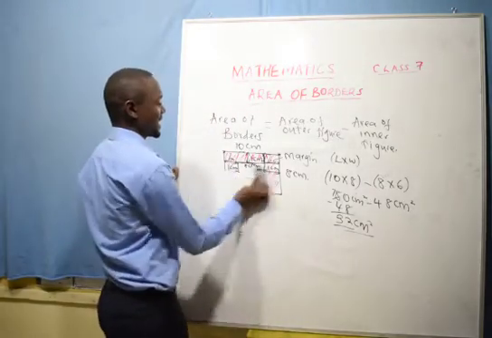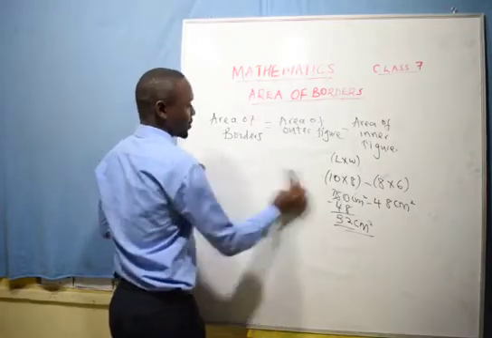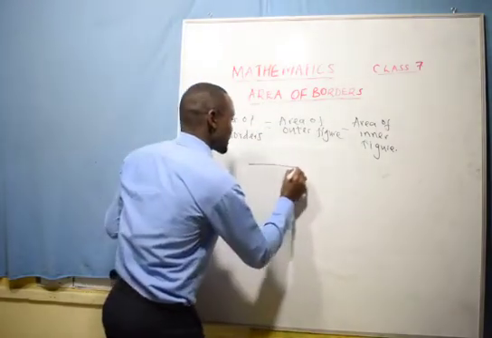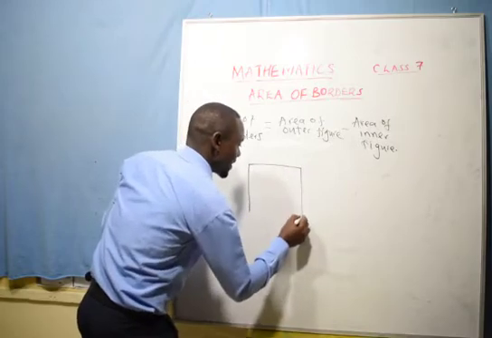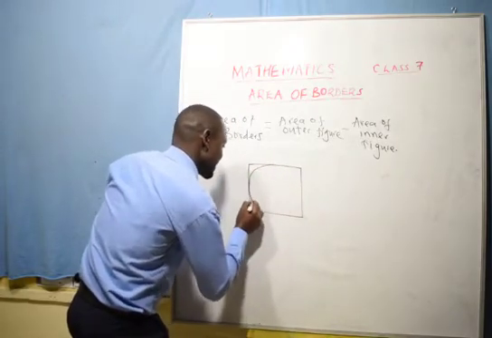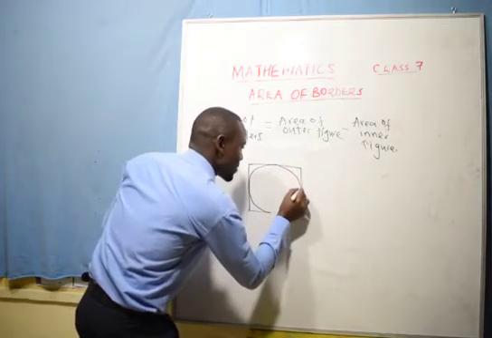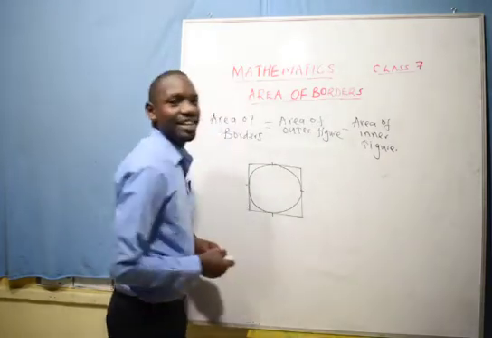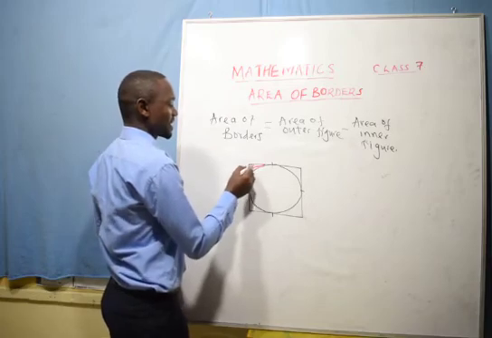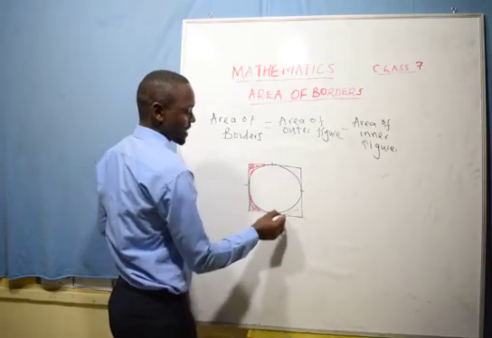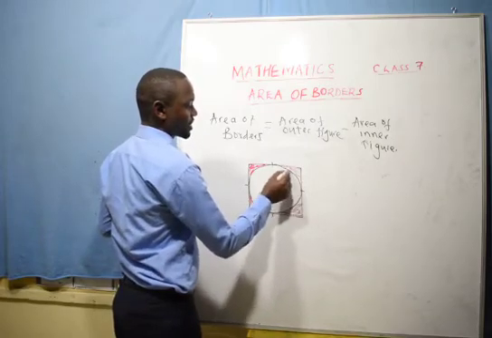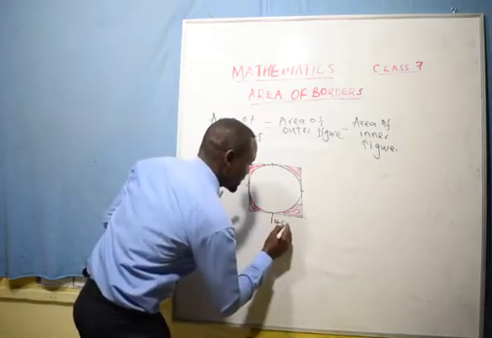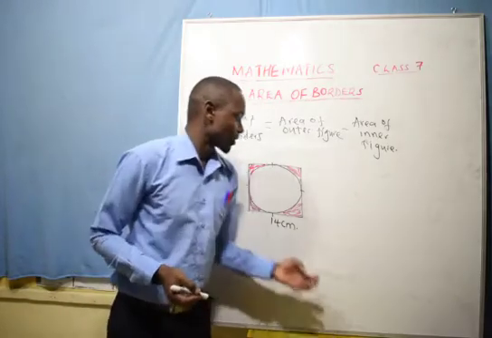Sometimes you can be given a circle inside a square, and then you are told to calculate the area of the shaded part. This is a circle inside a square. That length is equal to that side, which is equal to that side. Then you are told to calculate the area of the shaded part. This part is shaded, this part is shaded, this part is shaded, and also this part is shaded. And you are told that the side of the square is 14 centimeters. Calculate the area of the shaded part.